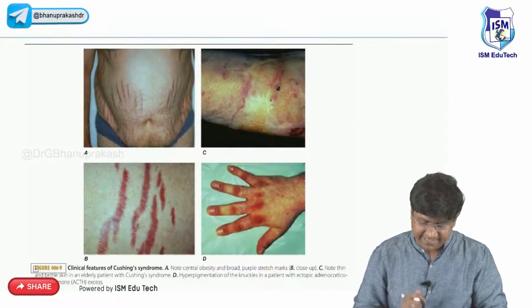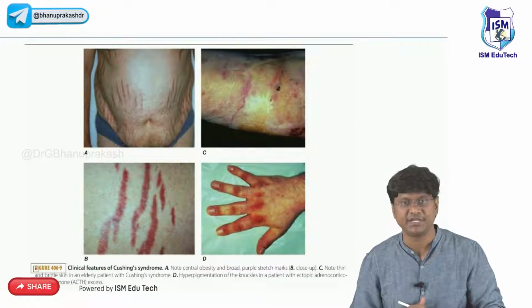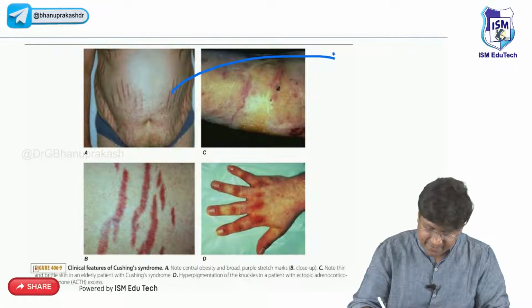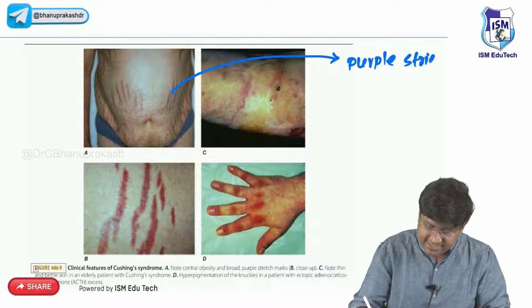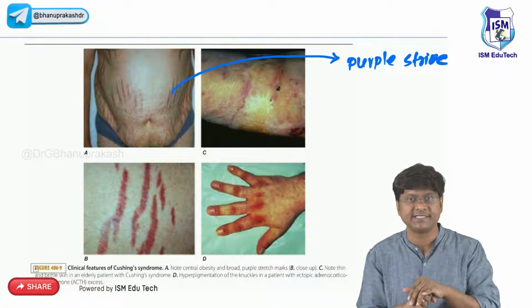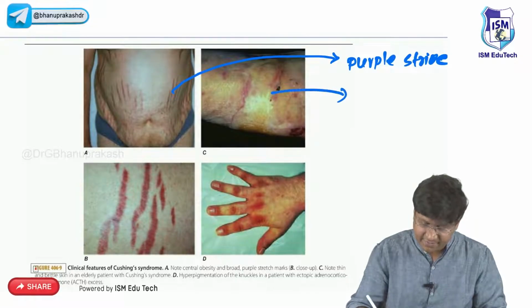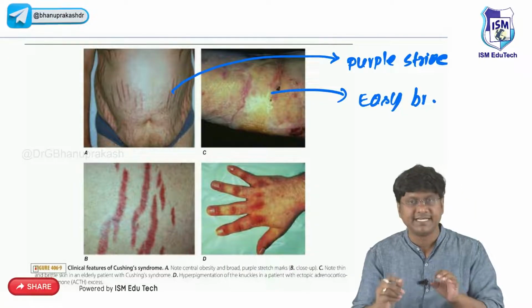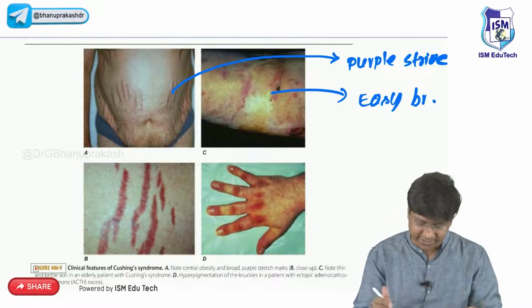Now, followed by that, what will be the skin manifestations in patients with Cushing's? The skin manifestations include the purple striae, right? Why is that? That is because of stretching of the skin, because of the accumulation of free fatty acids beneath the skin, and they will have easy bruisability. Why will they have easy bruisability? That is because of loss of the subcutaneous fat.